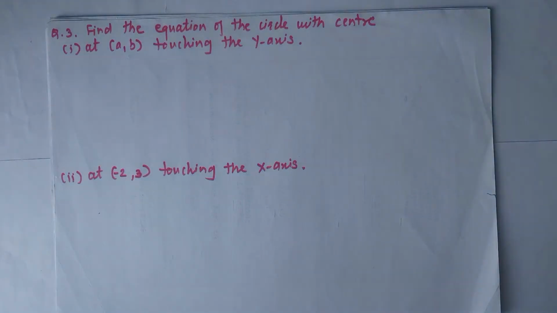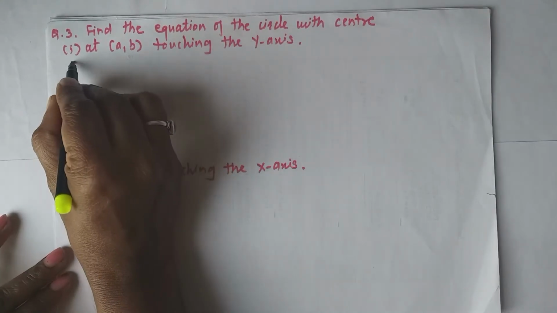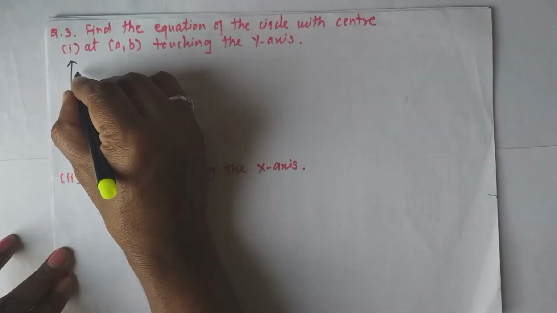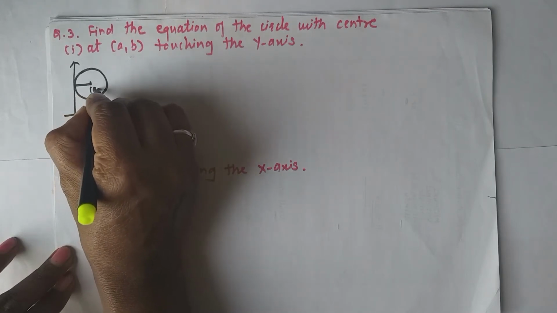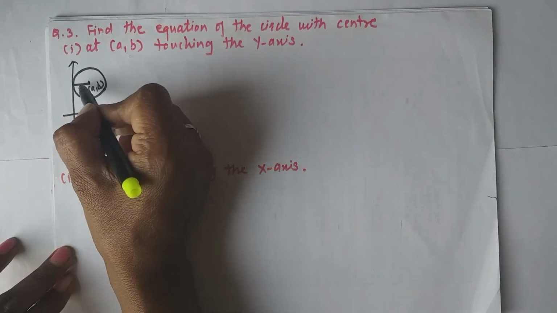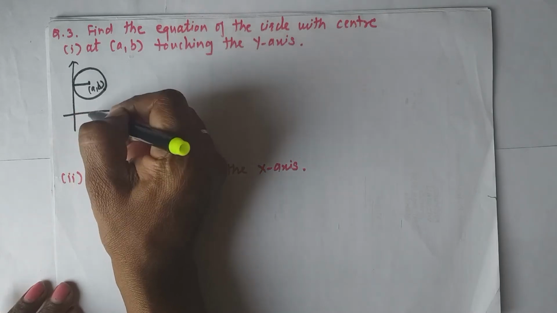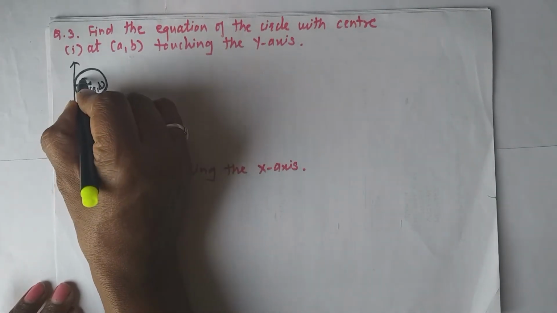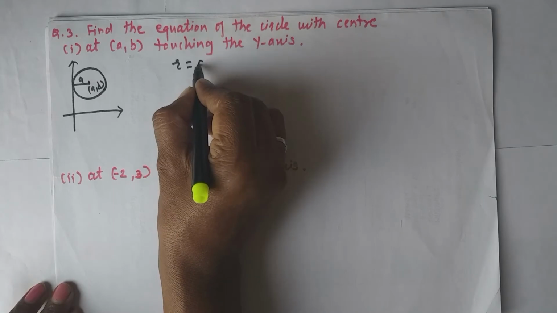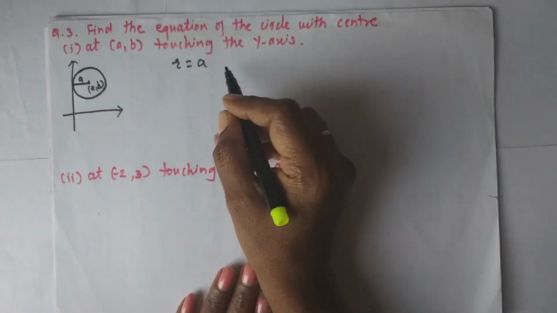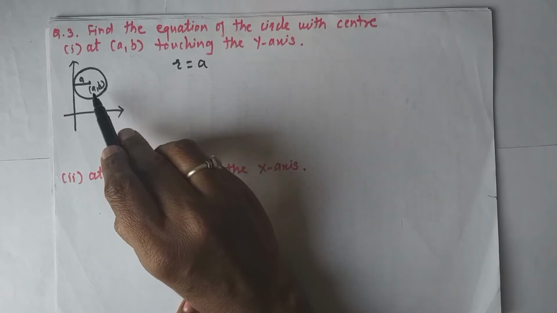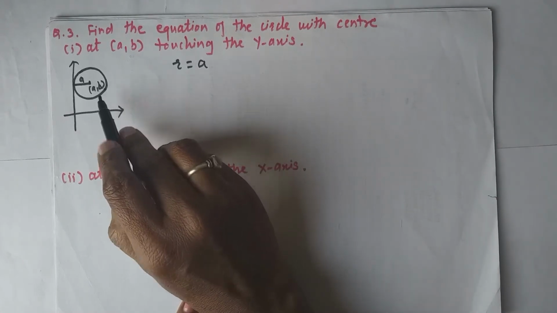Find equation of circle with center at (a, b) and touching the y-axis. Here we will draw the rough diagram. Circle is touching the y-axis and center is what? Center is (a, b). What is this? This distance is nothing but x coordinate, means what will be radius here? Radius will be a. You remember that? If circle is touching the y-axis, x coordinate of point is nothing but the radius of circle.